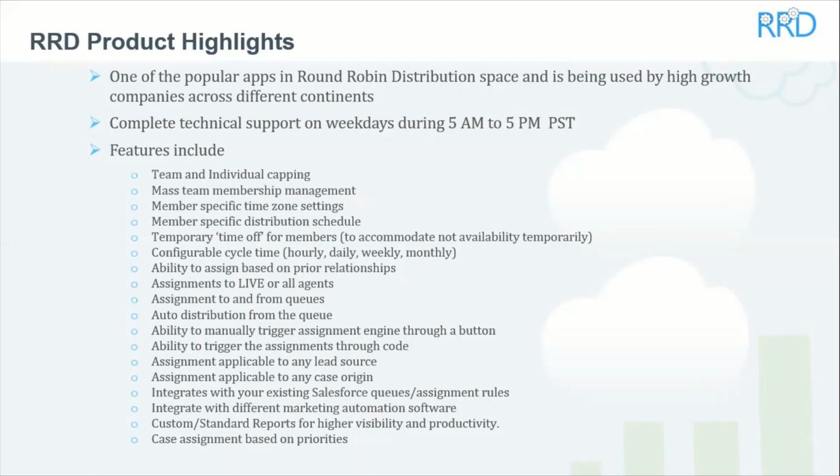Definitely, the next feature would be the distribution schedule. Essentially, individuals may work in a certain time zone, during certain time periods. So I can work, let's say, 9 to 12, then I take a 3-hour break, pick up my kids, drop them home, and then come back from 3 o'clock to 8 o'clock Pacific. So my time schedule for getting cases assigned to me is going to depend on what time I'm available. And RRD lets you assign different time schedules for different team members.